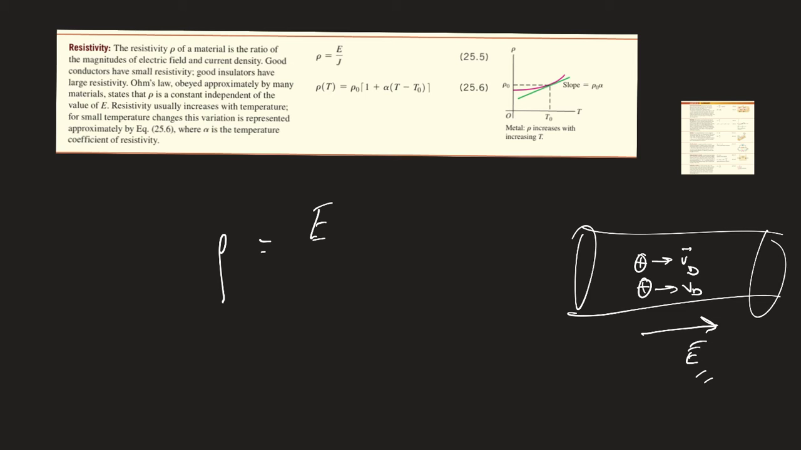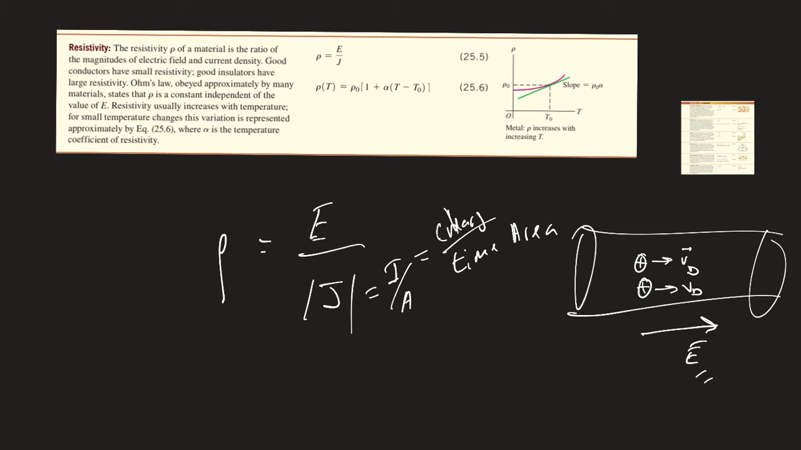So the resistivity is the relation between the electrical field that is applied and the magnitude of the current density, the current per unit of area, or the charge that is flowing per unit of time and per unit of area. This relation is a characteristic of every material, and this is called resistivity.